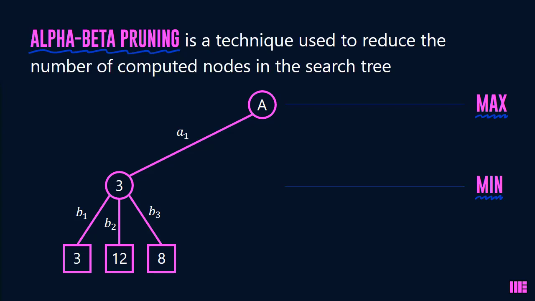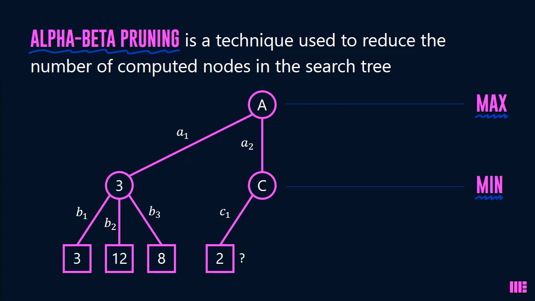Backing up the tree to node A, we begin exploring our second available decision that leads to node C. As we begin searching the possible options for our opponent to take, we hit a terminal node with utility equal to 2. Now let's pause for a moment and think about the implications of this finding on our overall minimax search.